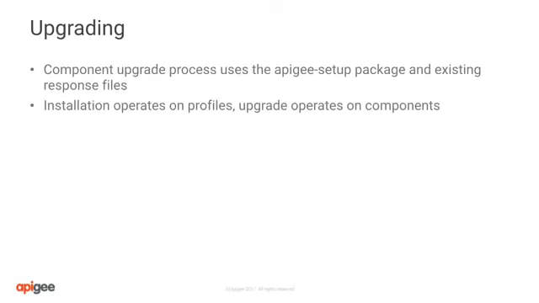The installation and upgrade processes are similar in some ways. For instance, both use scripts included in the Apigee setup utility and use the same response file. An important difference between the two processes is that while the installation process operates on profiles, the upgrade process operates on components. Remember that a profile, such as DS for data stores or RMP for routers and message processors, can bundle together multiple components. Since components from more than one profile can be stacked together on a single host, the upgrade process enforces ordering by targeting specific components in some cases.